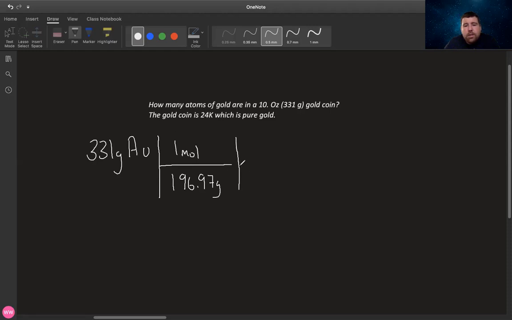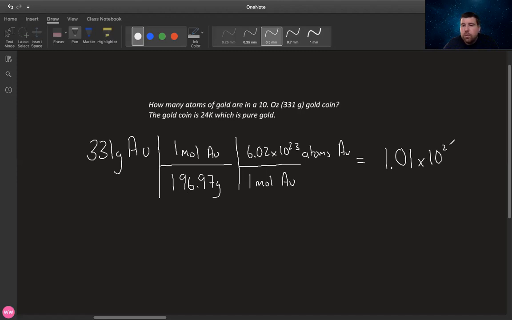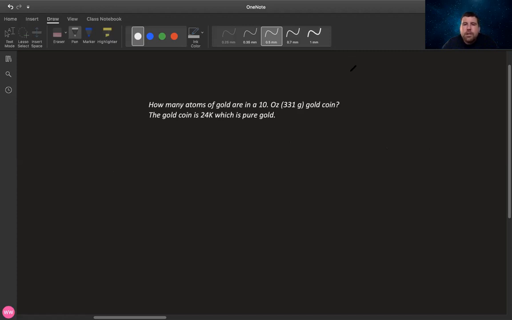We continue this across using our dimensional analysis techniques. For every 1 mole of Au, this is our gold atom, we have 6.02 times 10 to the 23rd atoms of gold. Multiply everything across the top, divide everything on the bottom. We find that we have quite a large number of atoms, which makes sense. 331 grams is a good amount. So 1.01 times 10 to the 24th atoms Au. Excellent. Dimensional analysis can be a little bit tricky. If you need extra practice with this, you can find some videos online along with ones that I've made as well. So let's go ahead and move on.